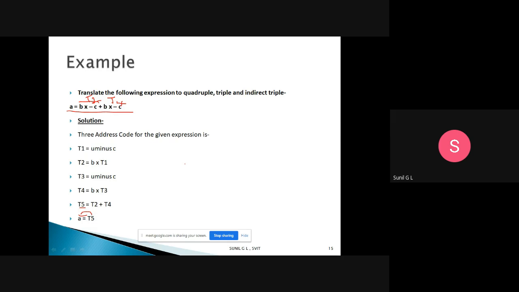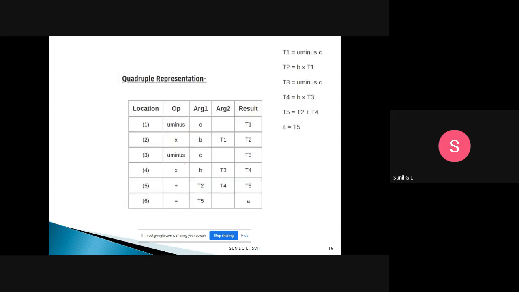In exams they may give the expression and ask you to represent the three address code, so you need to write this one. Then how will we represent it in quadruples? Same thing. In quadruples we have four things: operator, argument 1, argument 2, and result. This is the location; if you want you can write it, otherwise for quadruples this is enough. First, T1 is unary minus C. Here the operator is unary minus, the argument is C, and the result will be stored in T1. Then T2 is equal to B into minus 1.